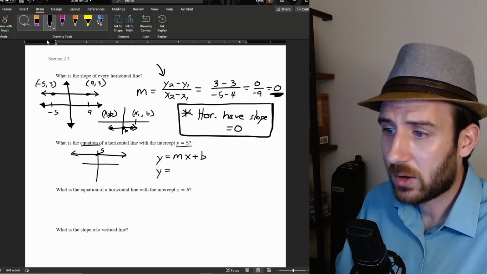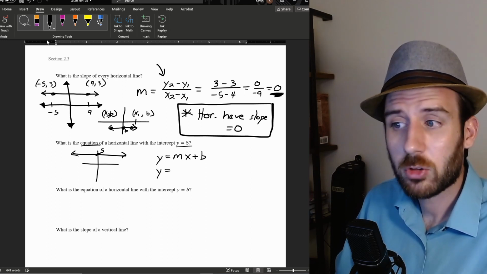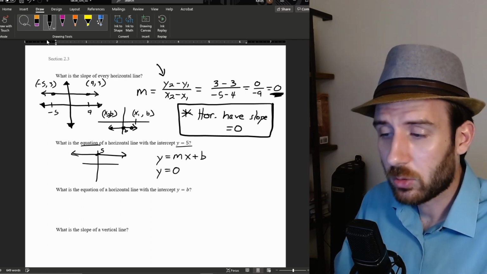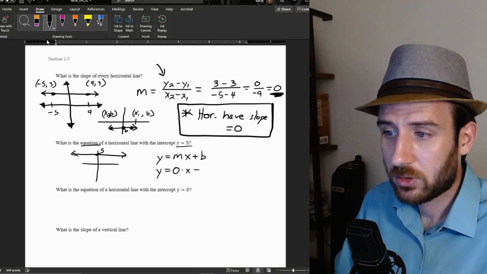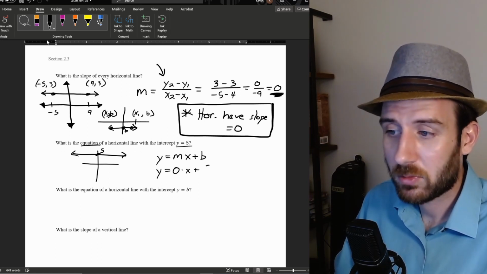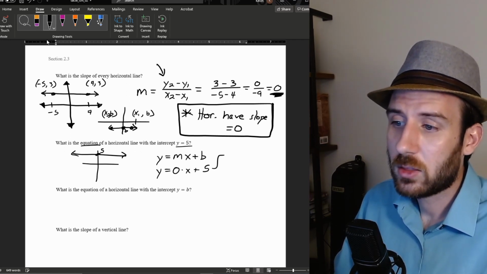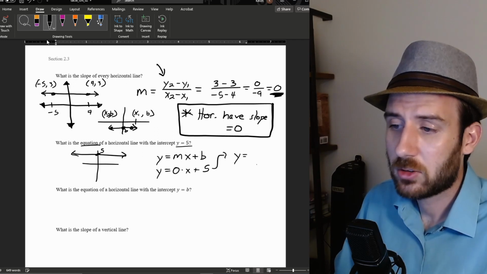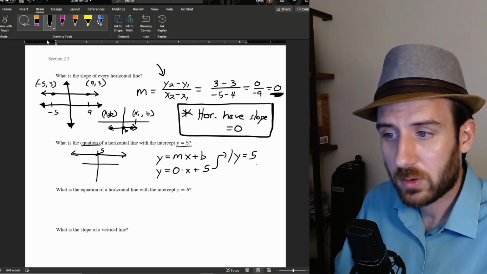Y, any future y value, would be determined from a slope. My slope is 0, it's a horizontal line. So it's 0 times x plus b. B would be my y-intercept, 5. So all of this would say that y is equal to 0 times x, which is 0, plus 5, which is 5. So y is equal to 5.